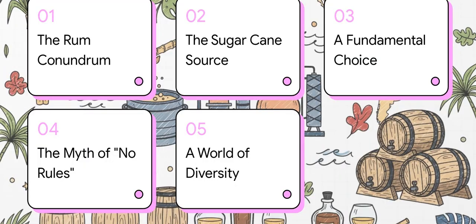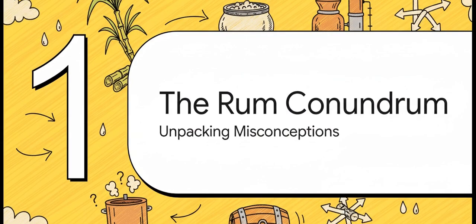Here's how we're going to break it down. We'll start with what we're calling the rum conundrum. Then we'll trace it all the way back to its source, sugarcane. After that, we'll explore a huge choice producers have to make, we'll bust the myth about rum having no rules, and finally, we'll see what really drives its incredible diversity. Okay, let's dive right in.